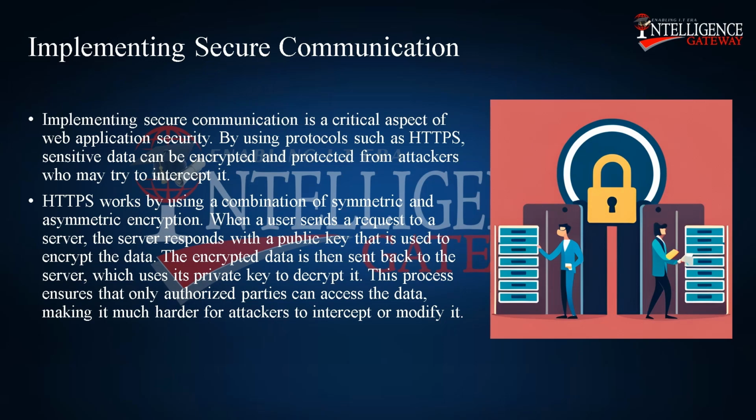HTTPS works by using a combination of symmetric and asymmetric encryption. When a user sends a request to a server, the server responds with a public key that is used to encrypt the data. The encrypted data is then sent back to the server, which uses its private key to decrypt it. This process ensures that only authorized parties can access the data, making it much harder for attackers to intercept or modify it.